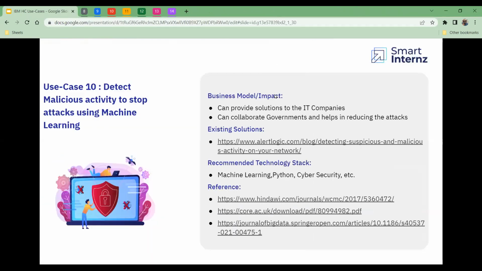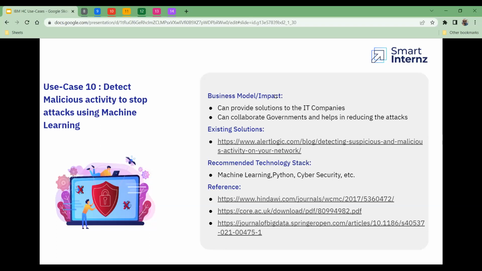My suggestion for you all is to go through all these references and the existing solutions, understand how they have done and implemented them, and what more we can do to tackle this situation. A lot of research has been done and a lot of things are implemented, but there are still malicious activities going on. We have stopped a large number of attacks, but there are still some attacks that are happening.